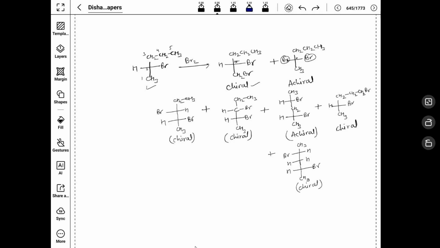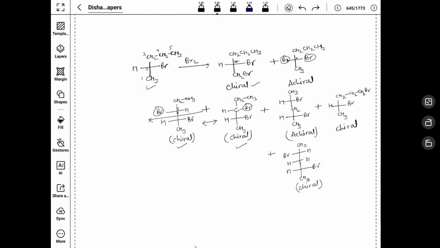Now the third product is possible by brominating the third carbon, and this gives a chiral center. Therefore there is a possibility of its diastereomer, so the bromination can go on the other side to give the diastereomer. So these are diastereomers of each other, and there is no plane of symmetry in this molecule, so this is chiral, and this one is also chiral.